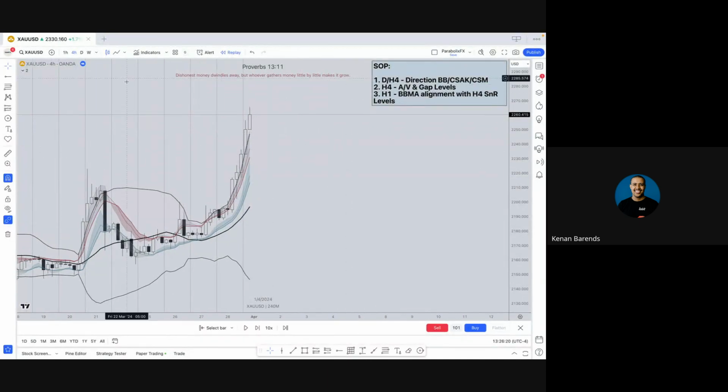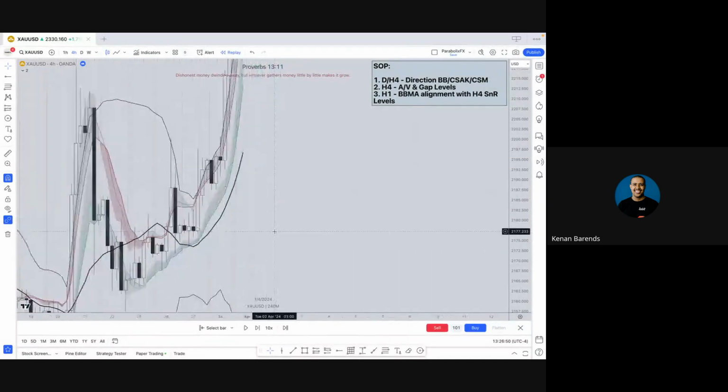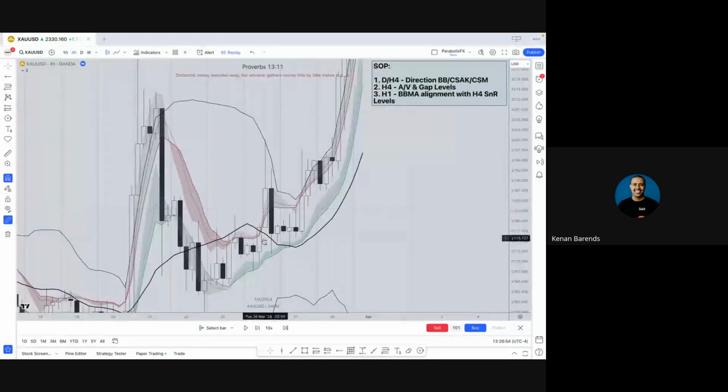CSAK means price breaks through the middle Bollinger Band and closes above or below it, then pulls back to the opposite moving average. When we are bullish, price is breaking to the upside. Let me zoom in. As you can see, this candle closes above the mid Bollinger Band. When this happens, this is referred to as a CSAK, so I'm going to label it here.